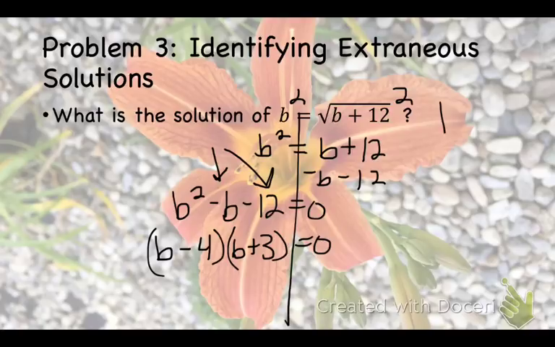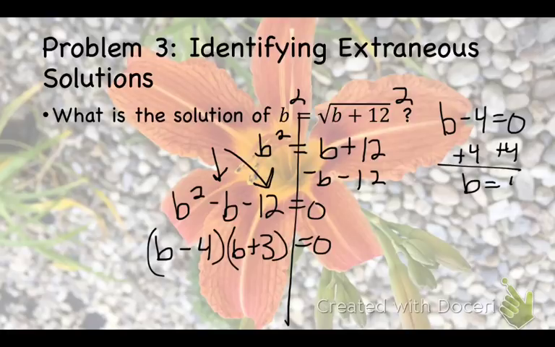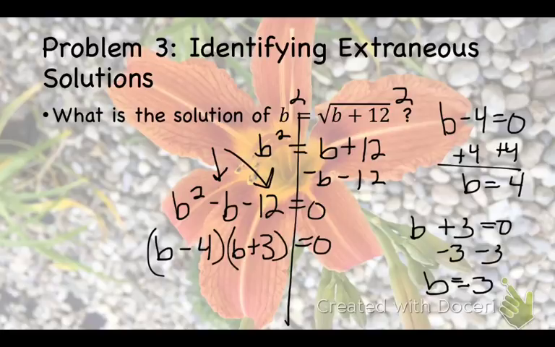Once I know that, I set b minus 4 equal to 0, which means one solution is b equals 4. And then I set b plus 3 equal to 0, which makes my second solution here, b equal to negative 3. Okay, so here is where the important part comes in. I need to substitute those in to see if they work.